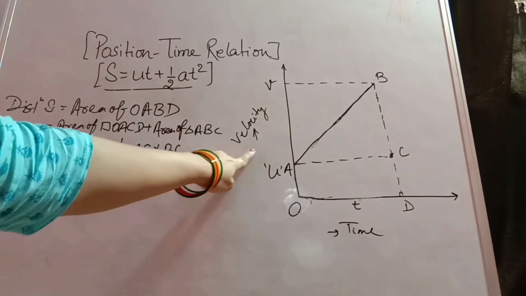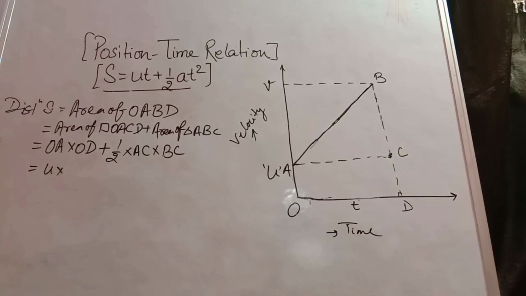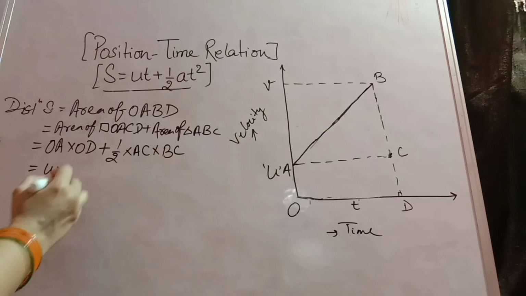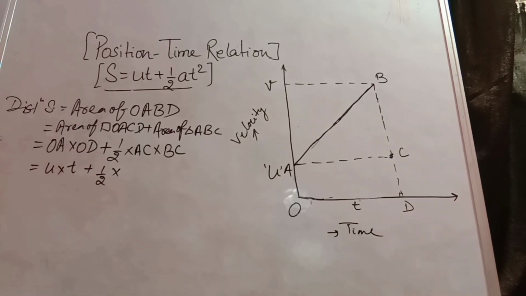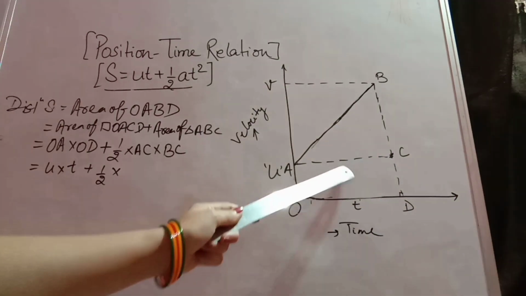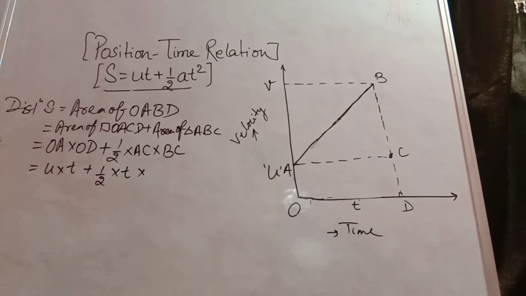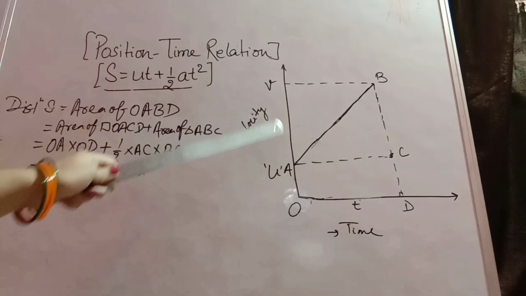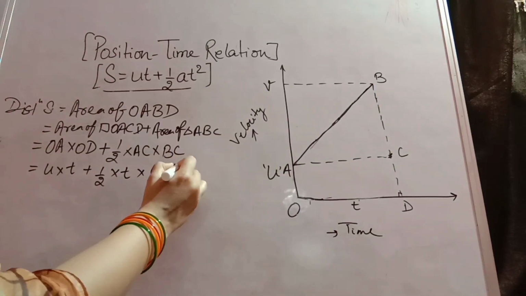Now simply put all the values. The value of OA is u, initial velocity u. Now what is the value of OD? See the diagram. OD is the time axis, so the value is t, plus 1 by 2. AC is also t, because AC and OD are both equal. So in the place of AC, t. Now the value of BC, BC is V minus U.